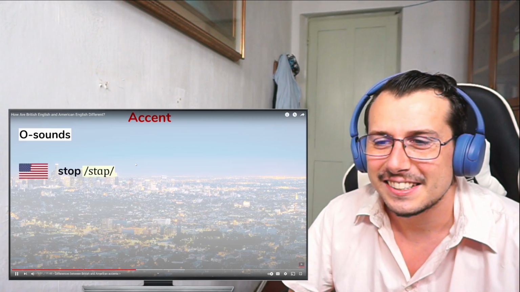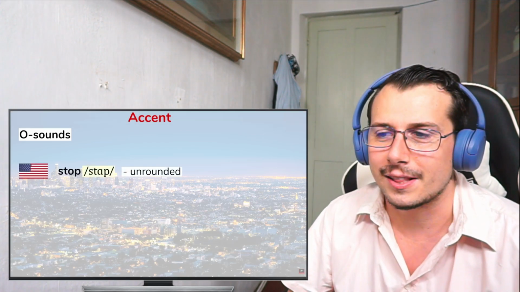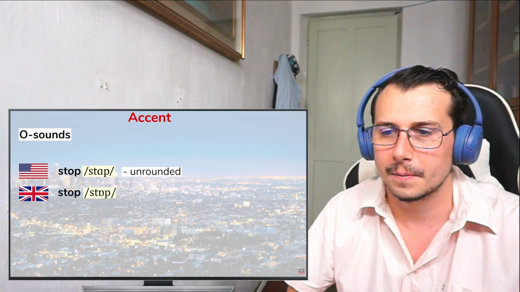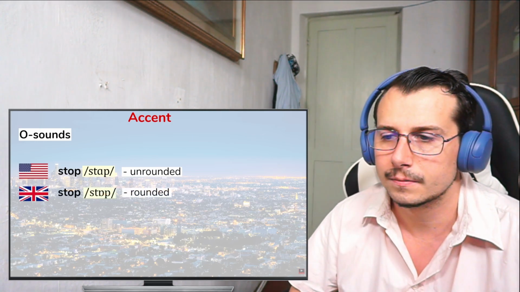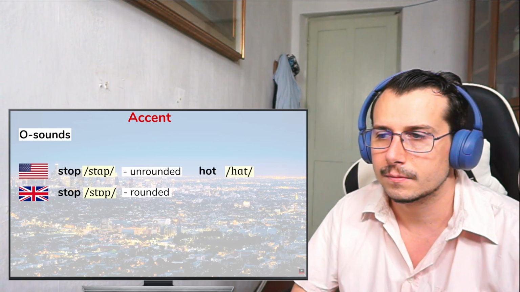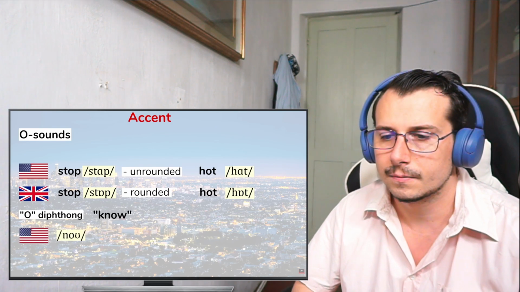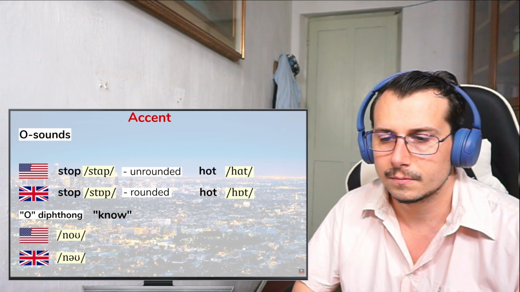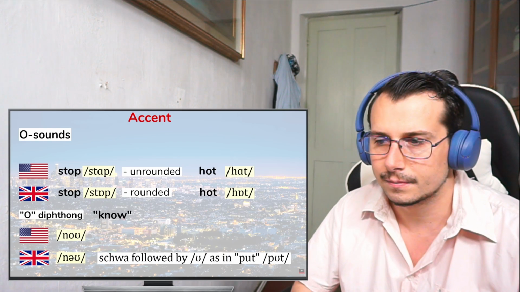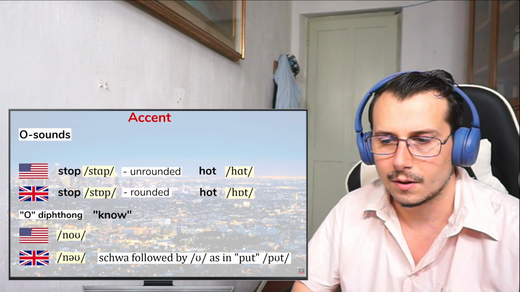Which brings me to O sounds. In the word stop, the American O sound is an unrounded vowel, ah, while the British O sound is rounded, aw. Another example, hot. There's also the O diphthong in the word no. In the UK, the sound is a schwa followed by an oo as in put.